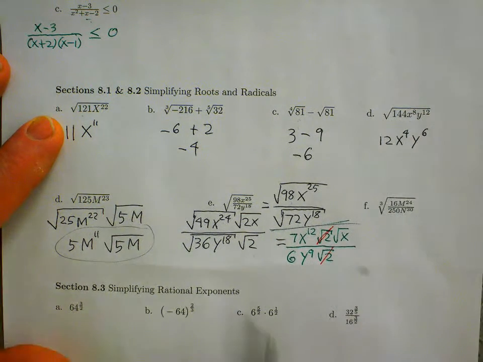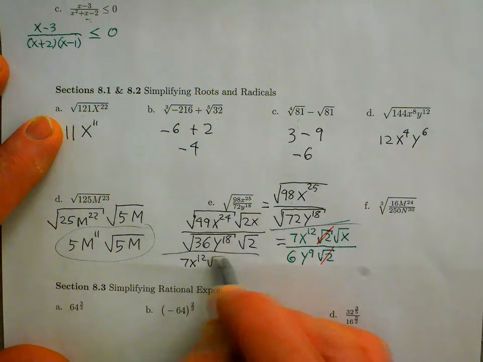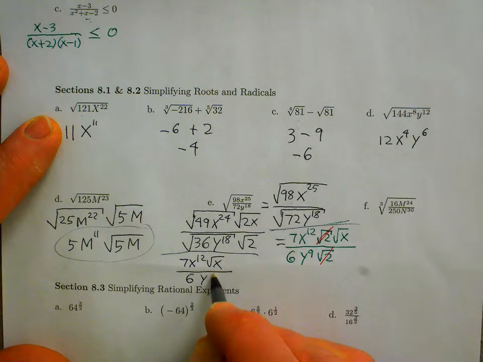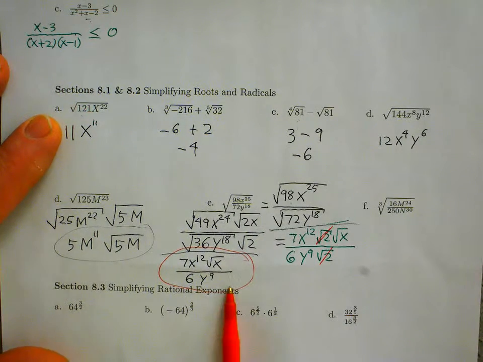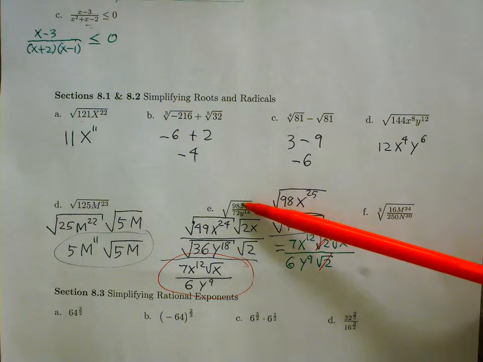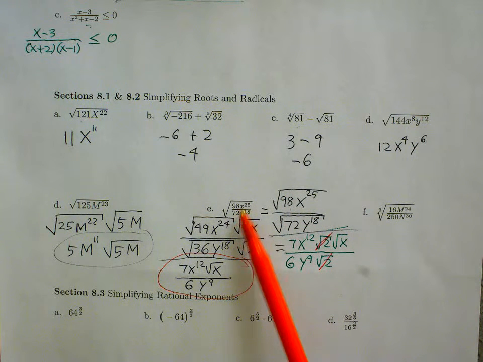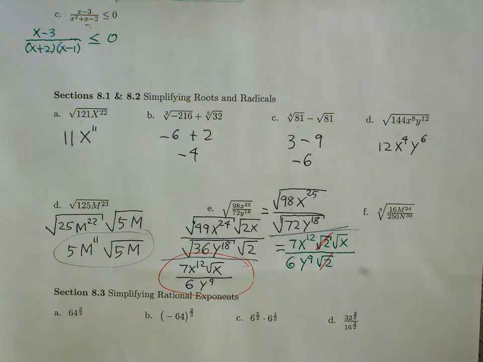And so our final answer is 7x to the 12th times the square root of x divided by 6 times y to the 9th. So we got the simplified answer. It turns out, though, that if we had reduced the fraction 98 over 72 first in lower terms, 98 over 72 becomes 49 over 36. And then we could have avoided this square root of 2 over the square root of 2. But it still worked out okay.